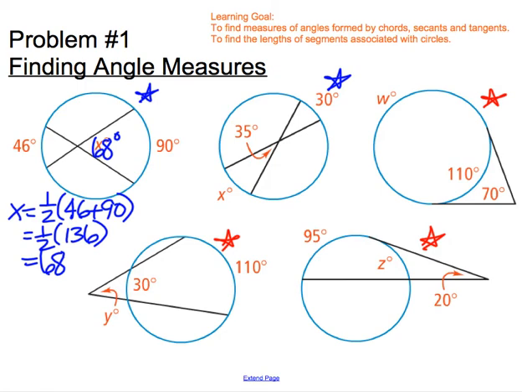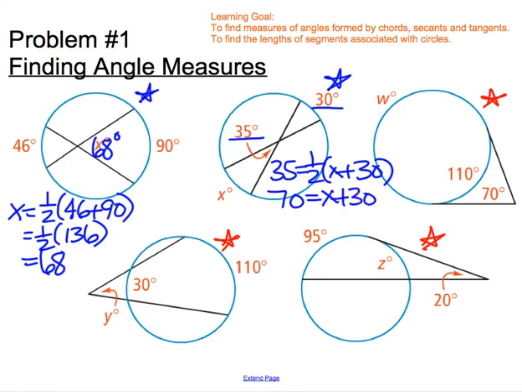Now the second question has a slight wrinkle thrown into it. You can see they actually gave us the inside angle and one outside angle. So as we're solving for x in this case, we're going to put the 35 outside. We're going to set that equal to half of x plus 30. In order to get rid of the 1/2, I'm going to multiply both sides by 2. So I get 70 equals x plus 30. And if we subtract 30 from both sides, we get that x in this case is 40. So this is a 40-degree angle.